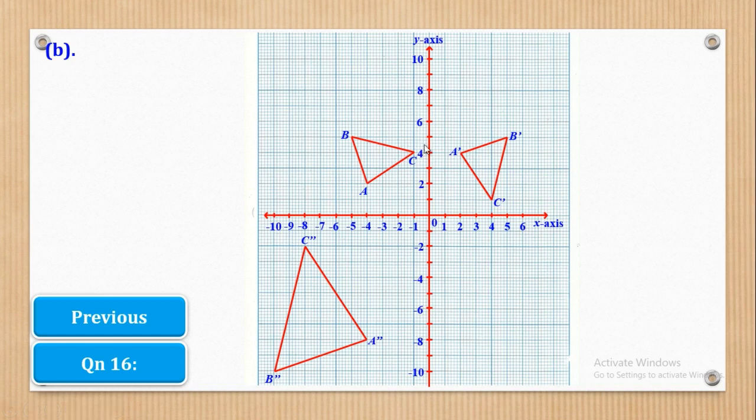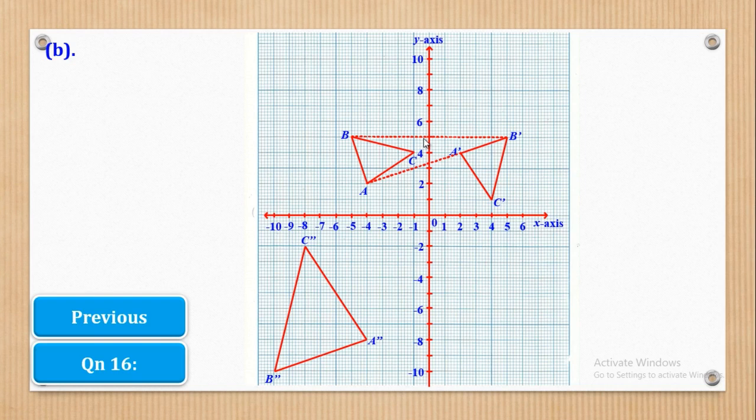For enlargement, you have to first join this. To know whether it's enlargement or rotation, you have to join corresponding points. So we are going to join A to A prime and also B to B prime and see if they intersect. So in this case, they don't intersect. If they intersect, it would mean that there was an enlargement of a certain scale factor. But now, since they don't intersect, it means there must be a rotation.